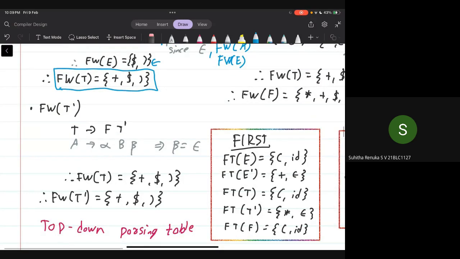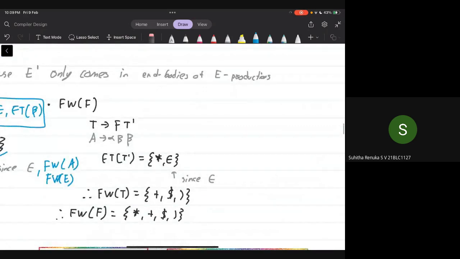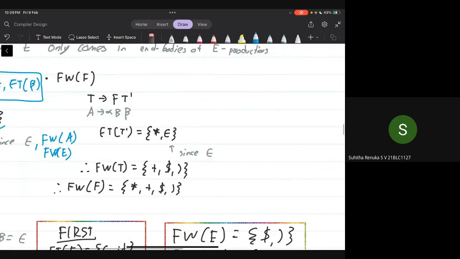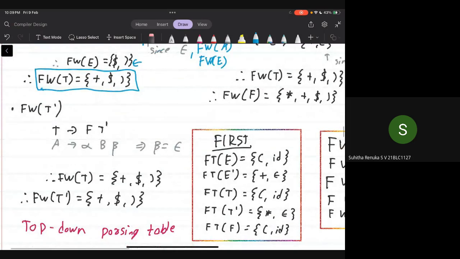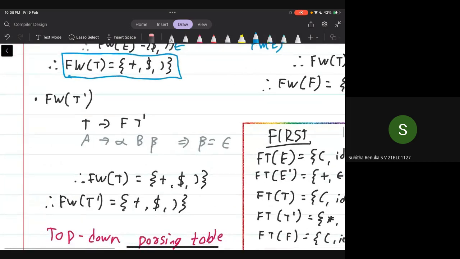Okay. You do the same thing for T dash and this. You can see my notes later. It's the same thing. Please, I want to finish it. See, T dash. T goes to F T dash. Beta is epsilon here. Therefore, since you saw epsilon, you take follow of A. Follow of A is follow of T, which is plus, dollar and closing bracket.